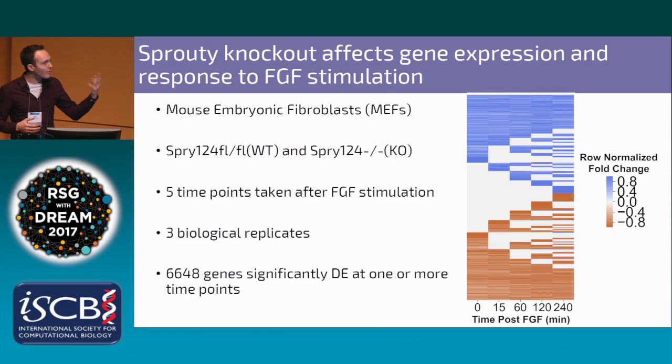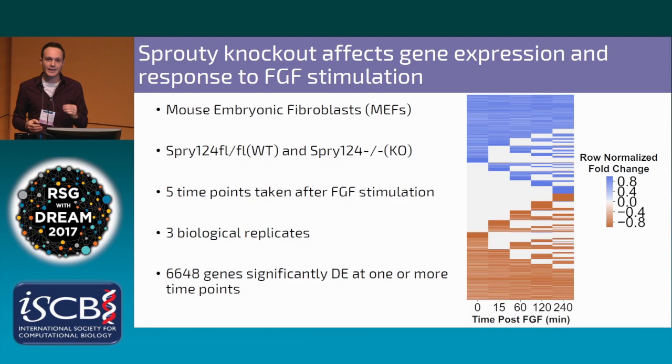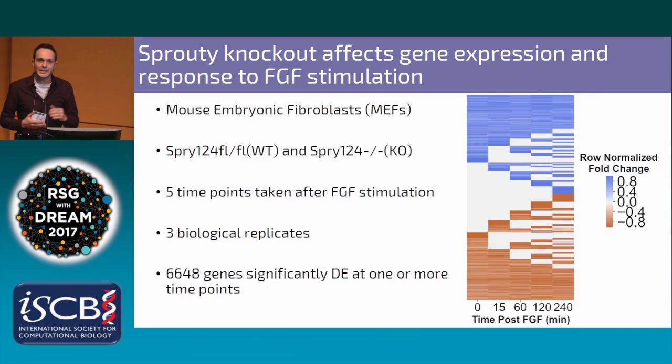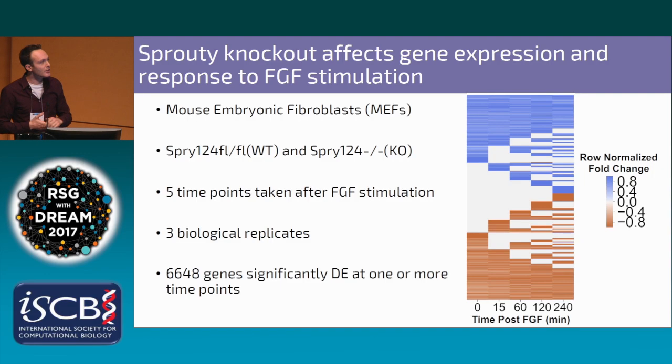And overall, we have a little over 6,500 genes that are significantly differentially expressed at at least one of the time points. And I've row normalized the values here so that it's a little bit easier to see the trends, so that when we sort these by when the differential expression occurs, we get a nice structure to this data.